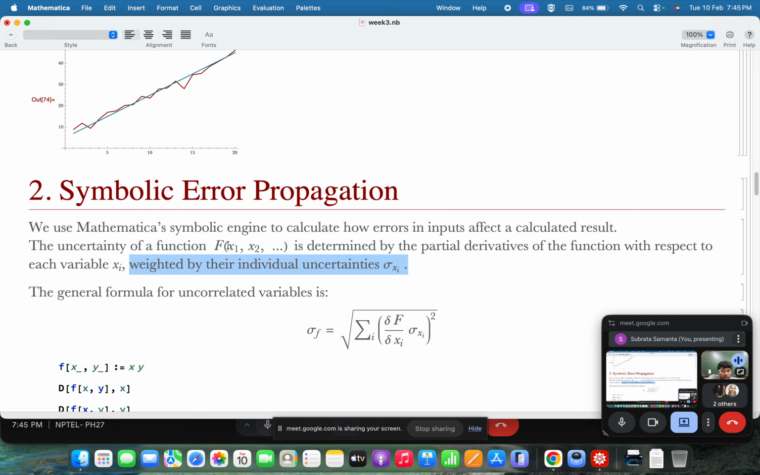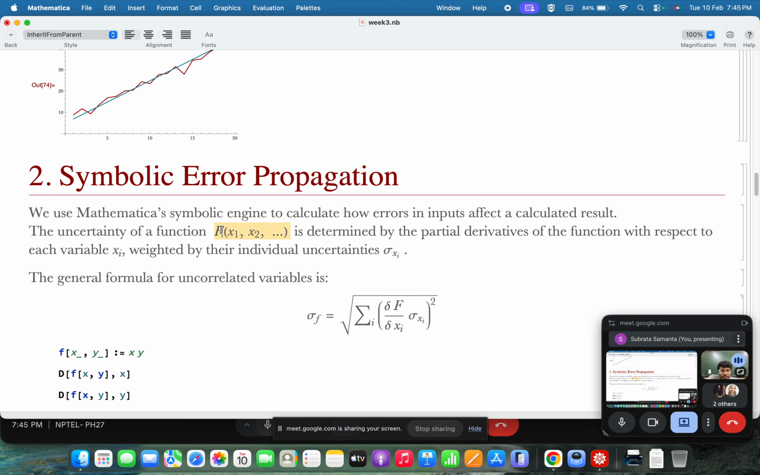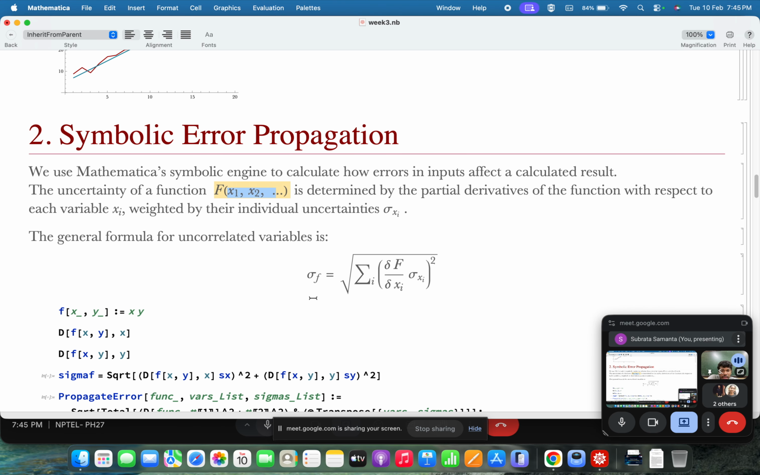So, here x1 and x2 are the inputs, and I know the individual uncertainties of these inputs, which are sigma x1 and sigma x2, and so on. And I have to calculate the uncertainty of the function F, knowing the error of the inputs x1, x2. So, the general formula is this: this is your sigma F, so it should be capital F.